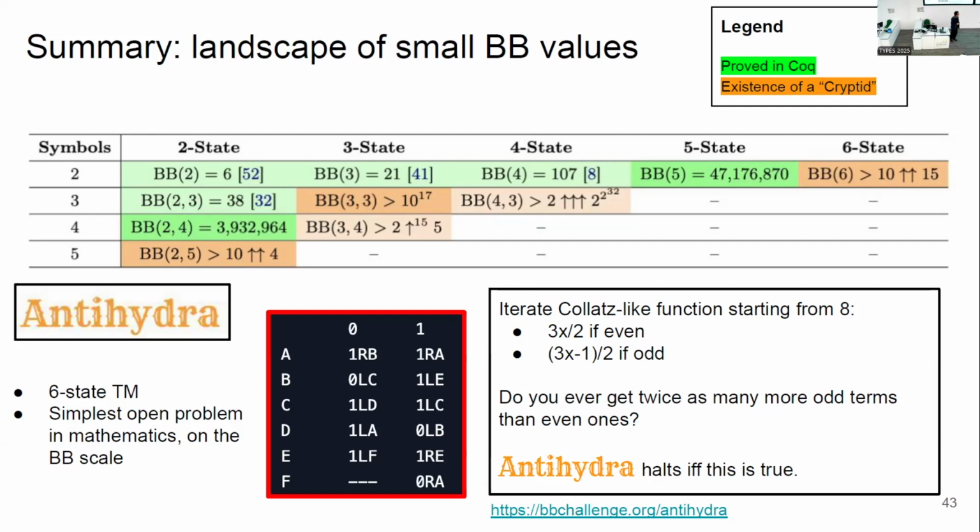And you start from 8 and you ask if you will ever see twice as many odd terms as even ones. If you're familiar with Collatz or have heard of it, it's a very hard type of problem where everything looks random. So this problem looks very hard, hence knowing if this machine halts looks very hard. And in all those neighboring classes, we have examples of such machines that reduce to something really, really crazily hard.